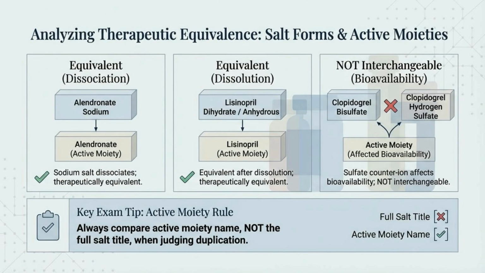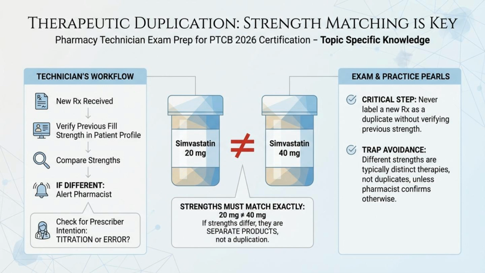When analyzing equivalence, remember the active moiety rule. Always compare the active moiety name, not the full salt title, when judging duplication. For example, alendronate sodium and alendronate are equivalent, while clopidogrel bisulfate and hydrogen sulfate are not interchangeable due to bioavailability differences.